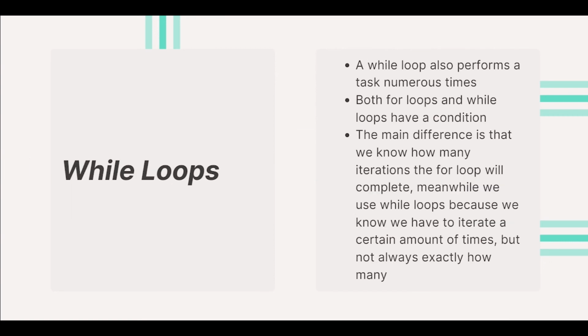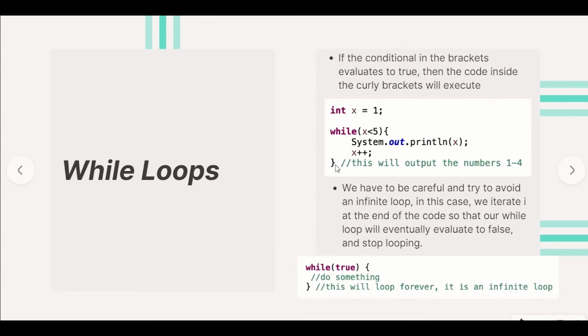And then we have while loops. So a while loop also performs a task numerous times. The main difference between a while loop and a for loop is that you generally use a while loop when you don't have a predetermined number of times that you want to iterate. So what this means is that you don't know how many times you're going to repeat that thing, unlike the for loop where we knew exactly how many times it was going to repeat, which was 9.